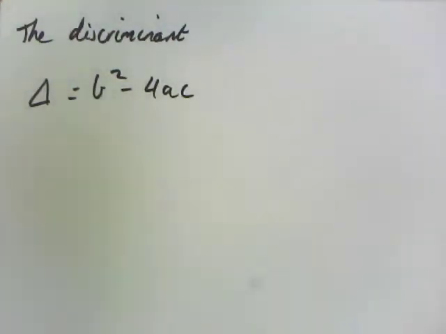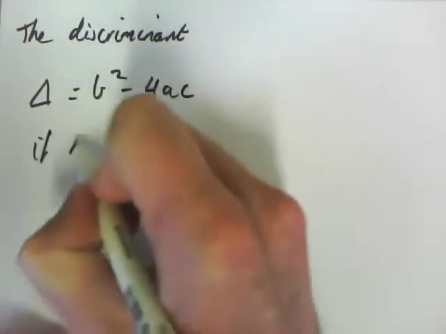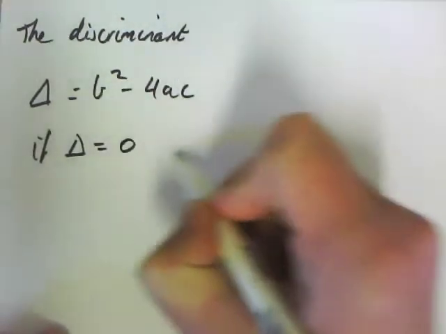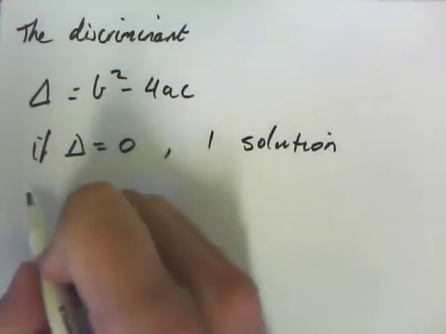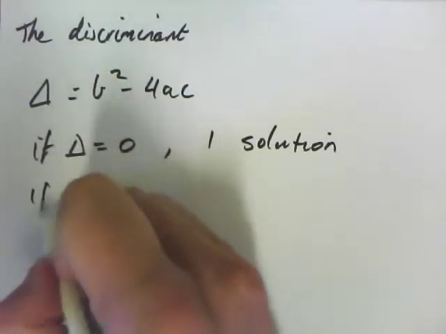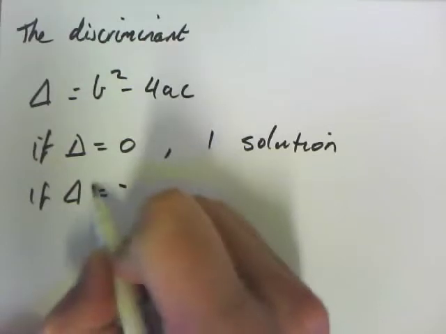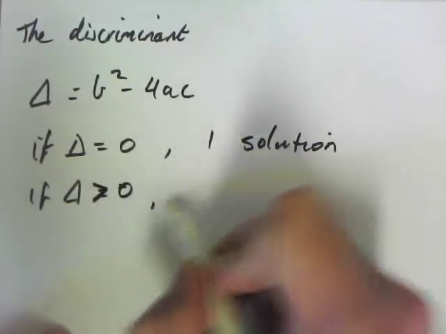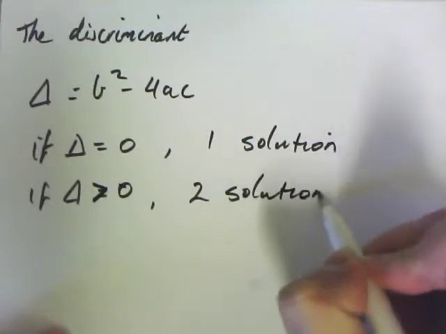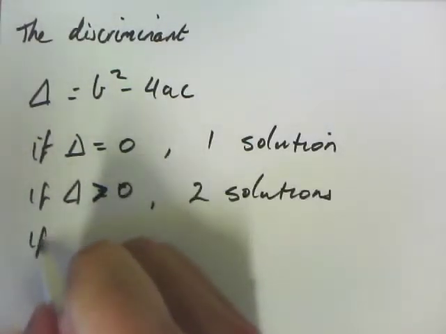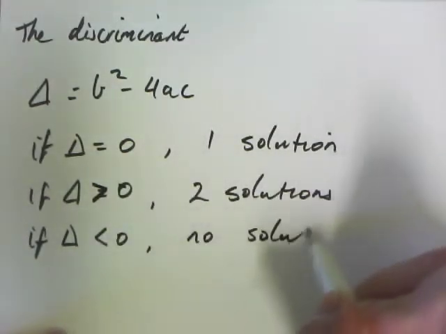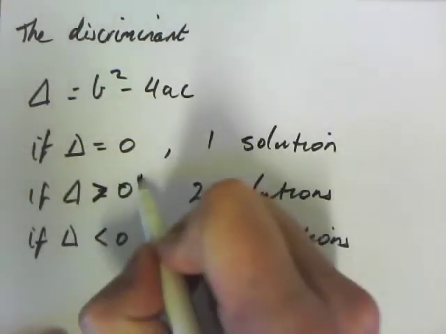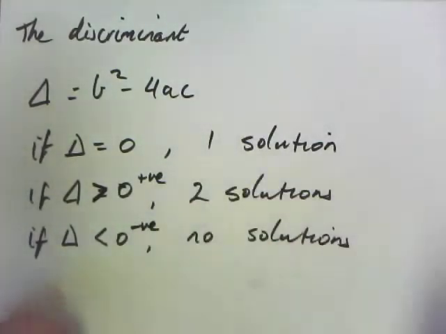Alright, so there are a couple of tricks here. If the discriminant equals 0, you have one solution. This is kind of a shortcut to work out, and I'll explain the reasoning behind why these work. If the discriminant is greater than 0, two solutions. And if the discriminant is less than 0, no solutions. So there's if the discriminant is positive and negative. I'll just add them in there so that you know what we're talking about.